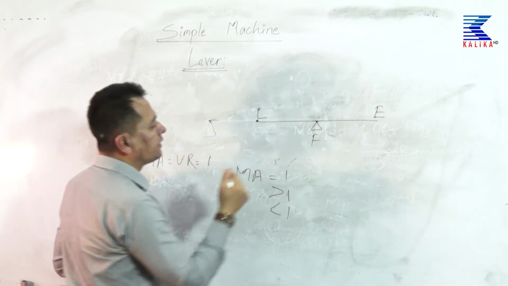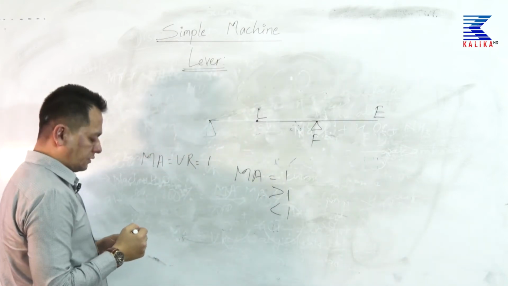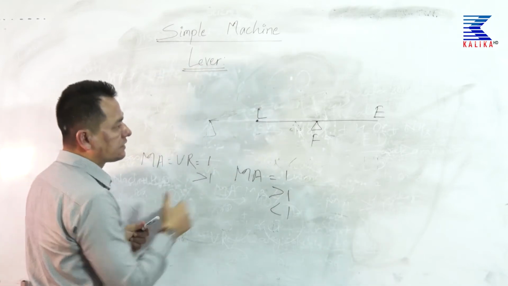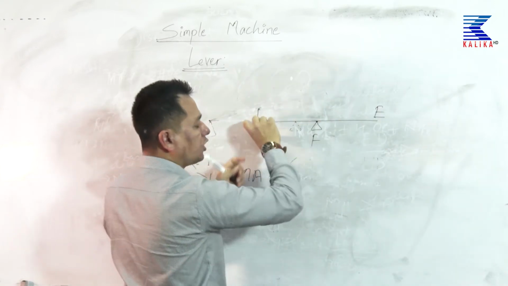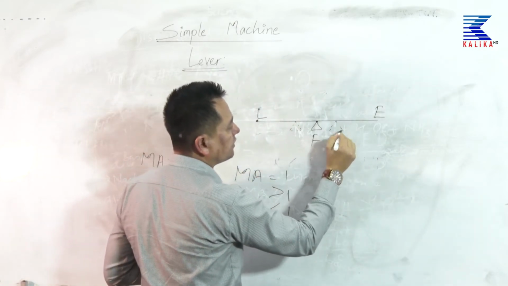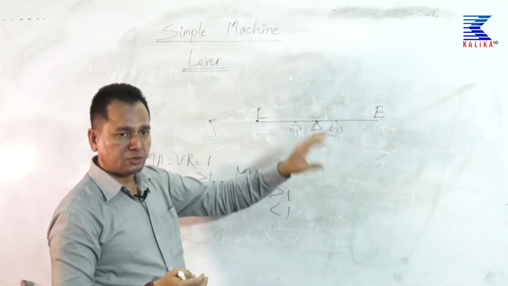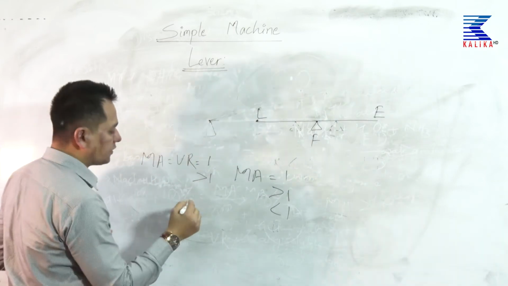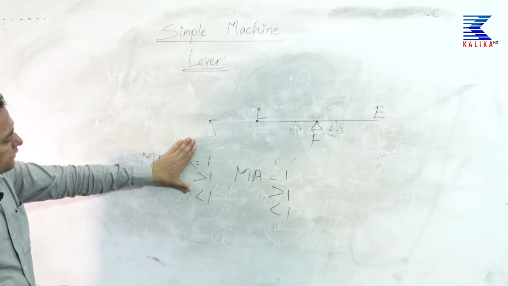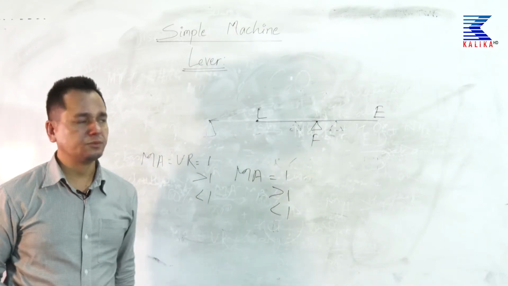When this is slightly towards the load, then VR is greater than 1, because effort distance becomes more than the load distance. And when the fulcrum is towards the effort, effort distance becomes smaller than the load distance, so it is less than 1. So MA can be equal to 1, greater than 1, or less than 1 in first class lever.